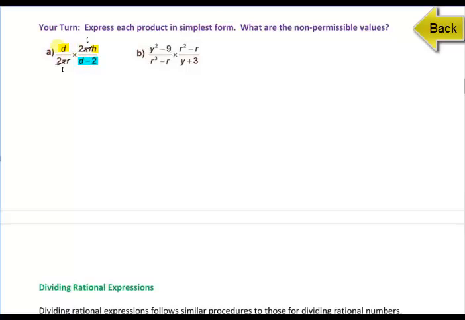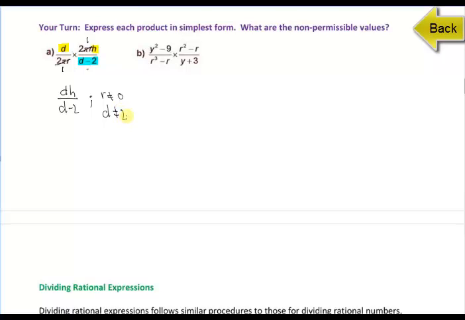Now, don't think that you could reduce the d here with the d down here. We've got a monomial in the numerator here and a binomial in the denominator here. You cannot separate the d minus 2 in this denominator by canceling out your d's. Okay, you can't do that. So what that means then is that our answer is d times h, or d times 1 times h, which is dh over d minus 2. And your non-permissible values are that r cannot equal 0 and d cannot equal positive 2.